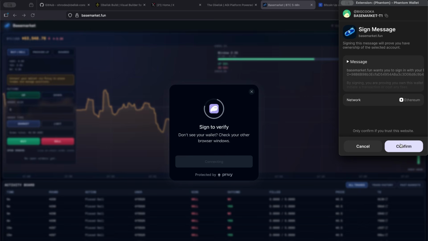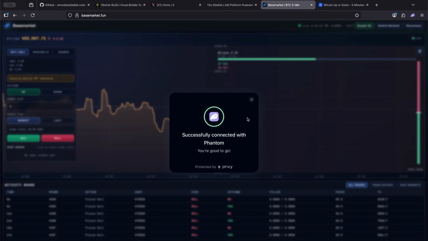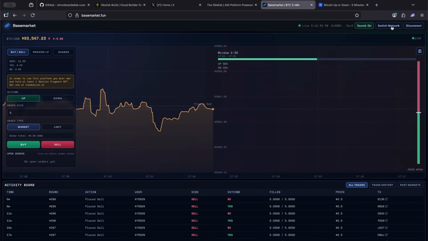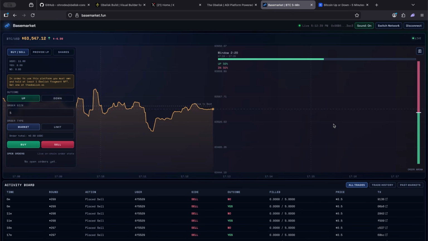Notice the network is Ethereum. That is because Privy uses Sign in with Ethereum. So you want to click switch network, and it's gonna switch to Base. Okay, at this point, you can start buying and selling. Unfortunately, right now, there is no liquidity, but you can provide your own liquidity.